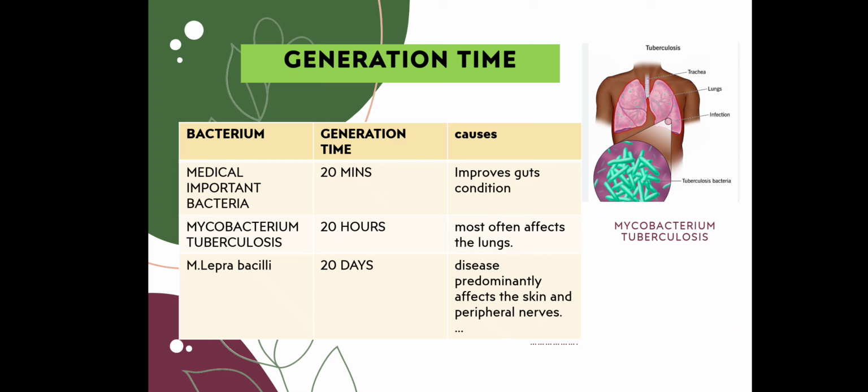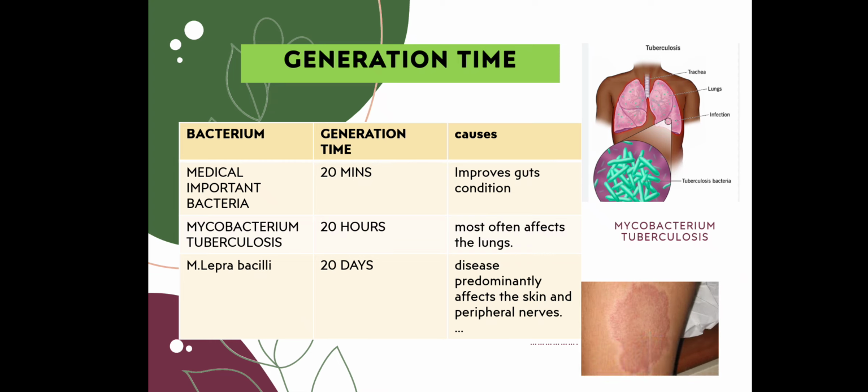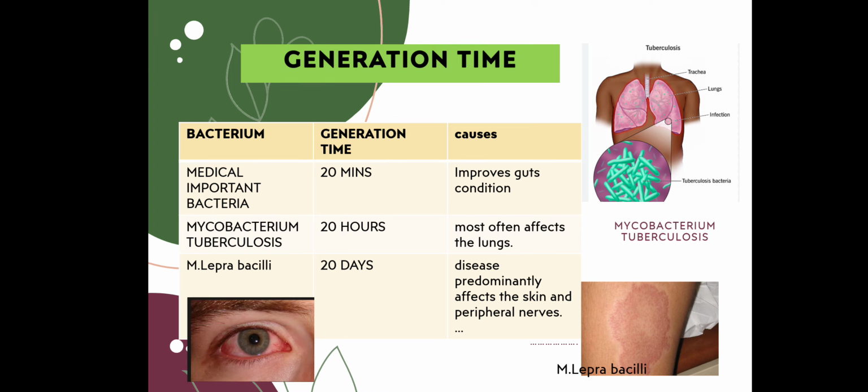Then comes the M. lepra bacilli, which has a 20 days generation time. It means once a person is infected, they don't even know that they are infected for 20 days. They roam around without knowing the fact that they are already infected with a bacterium. This disease predominantly affects the skin and peripheral nerves, where the person has a tingling feeling and rashes on their skin. This all results from M. lepra bacilli.